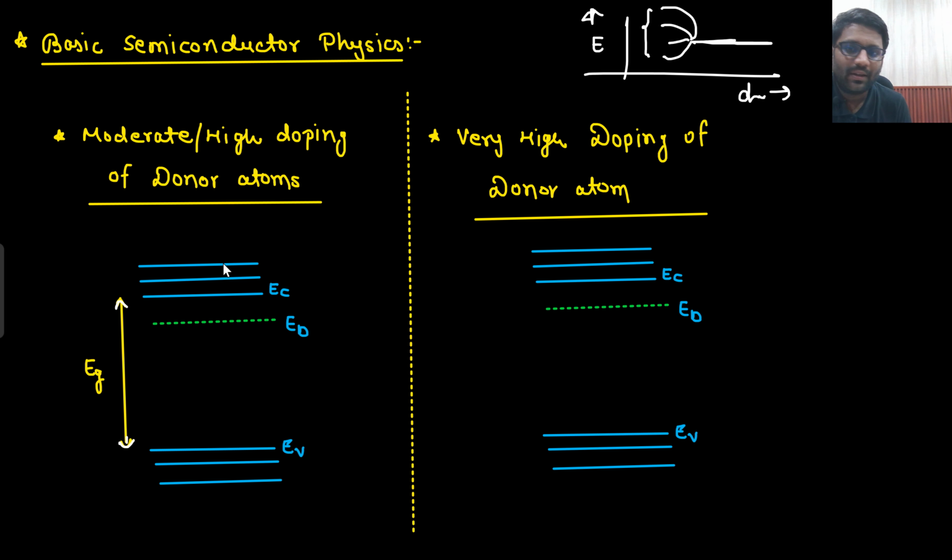What is the meaning of band gap? The difference between the lower energy state of the conduction band and the higher energy state of the valence band, whatever that difference is, is known as the energy gap.